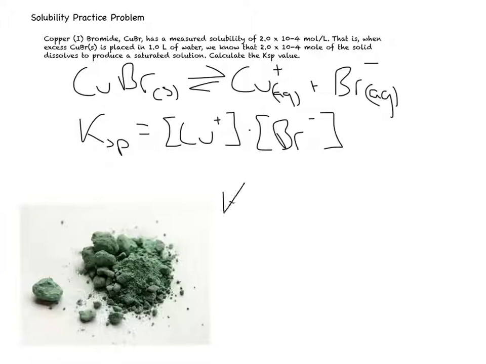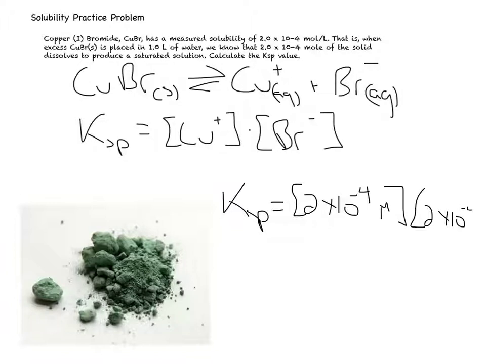So all I have to do now is Ksp is equal to 2 times 10 to the negative 4, and that's molar, times the concentration of the bromide, which is also 2 times 10 to the negative 4. And I do that, and I get a Ksp value for copper bromide of 4 times 10 to the negative 8. Okay?